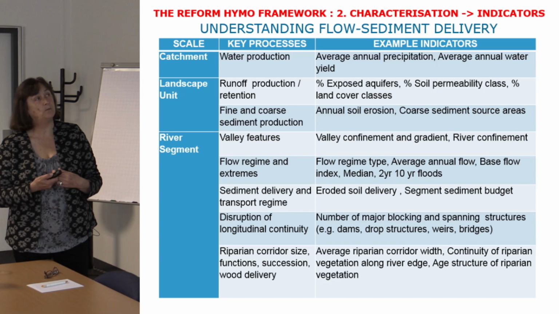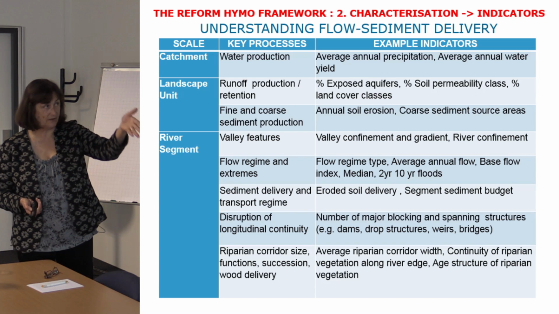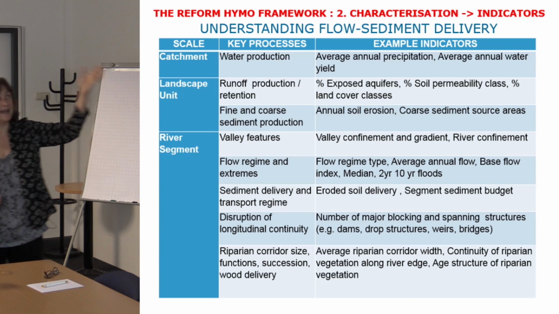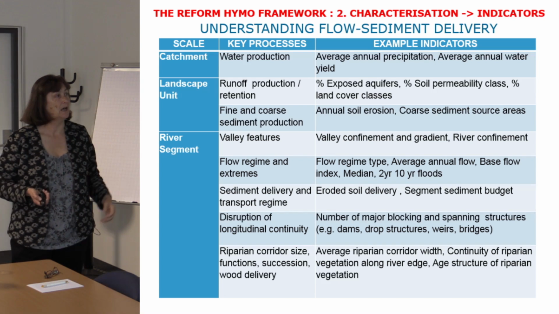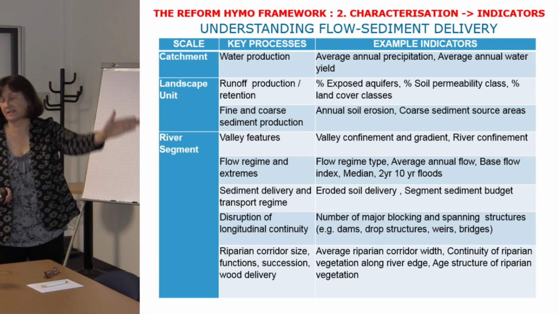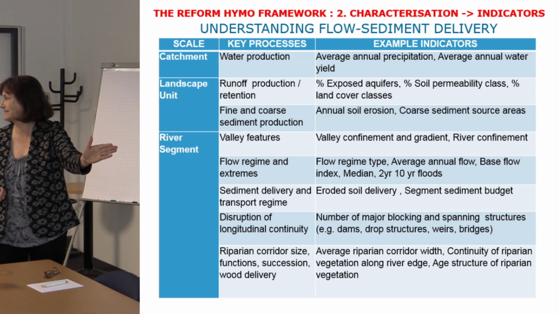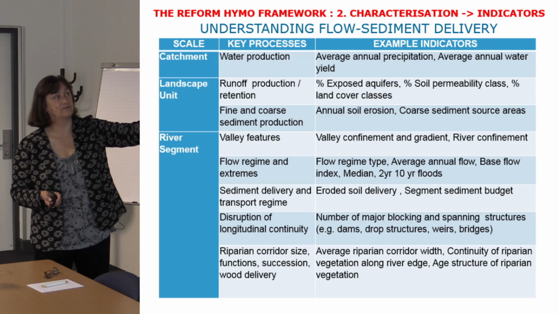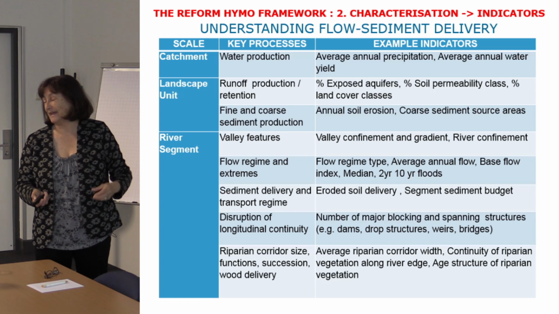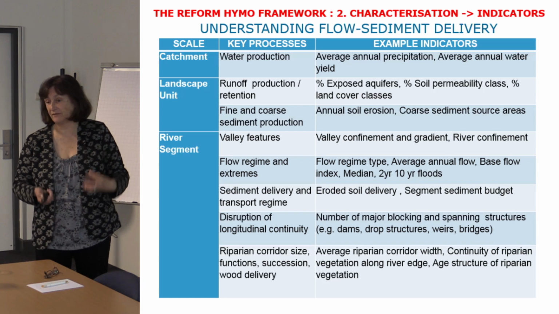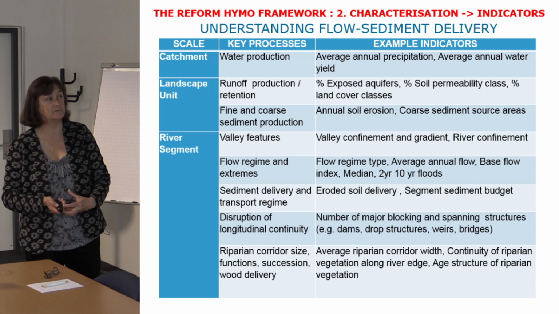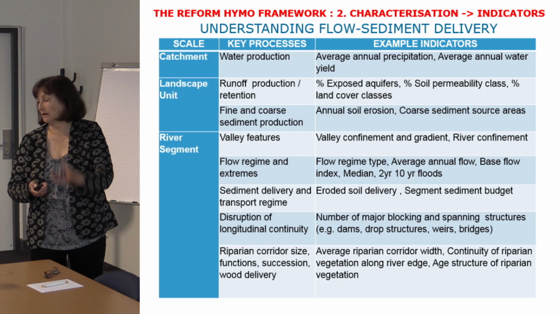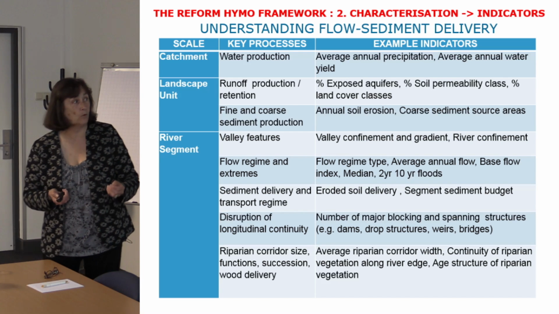Okay, so if we look at some of these indicators, this is a very brief overview, but it's the sort of logic that I want to illustrate. So here we've got catchment, landscape unit, river segment, and the key processes that we're trying to characterise by indicators. So it's very much from the catchment right down to the river segment level. It's how much water and how much sediment of different size is getting into our river system, and how the river system, if you like, is interacting either in an artificial or a natural way with that water and sediment.